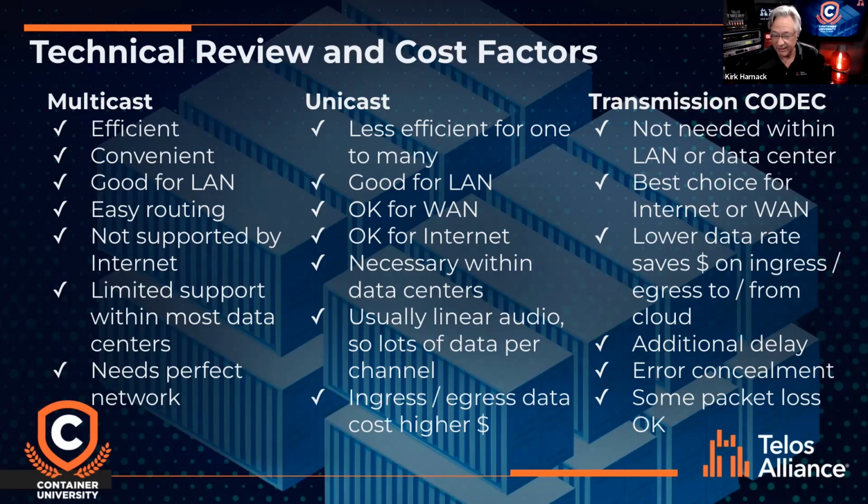You will have additional delay, so transmission codecs are not good if a talent is listening to himself and then hearing himself back through a codec channel in his headphones. That's not good. You've got to provide some different kind of audio routing there. Codecs, though, and this is a key one, can provide error concealment. This is part of AAC and part of Opus. With a minimal number of packet losses, they can conceal that packet loss to where it's either not noticeable at all or just barely noticeable. Whereas with multicast and unicast, with linear audio, you don't have error concealment. So some packet loss along the way is actually okay if you're using a modern codec.